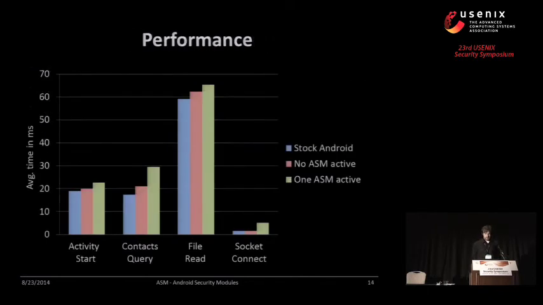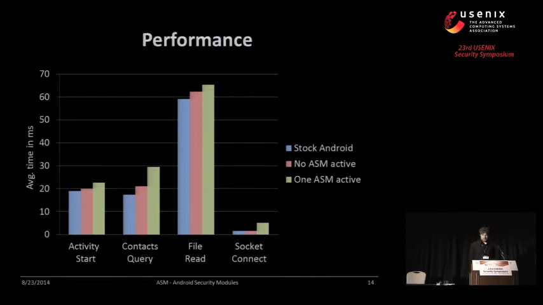So these are the results for the performance evaluation. This is just an excerpt. In the paper you can find a much bigger evaluation. We performed different operations such as starting activities, querying the contacts database, reading files, and connecting sockets. All these tests were performed 50 times to come up with these average values.